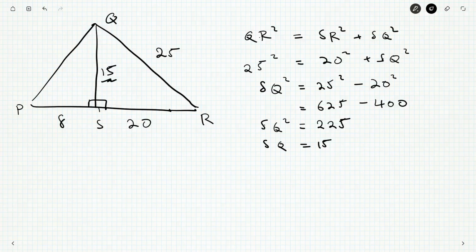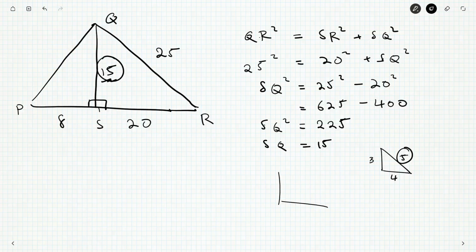Now, how was I able to write that without having finished off my calculations? Well, I could have calculated it really quickly in my head, but more importantly, there are some right angle triangles that come up a lot. The 3, 4, 5 triangle is a very popular one, and this one is just a similar triangle to that. Everything's been multiplied by 5. So as soon as I realize, oh, 25 is 5 times 5, and 20 is 4 times 5, the remaining side is going to have to be 3 times 5.